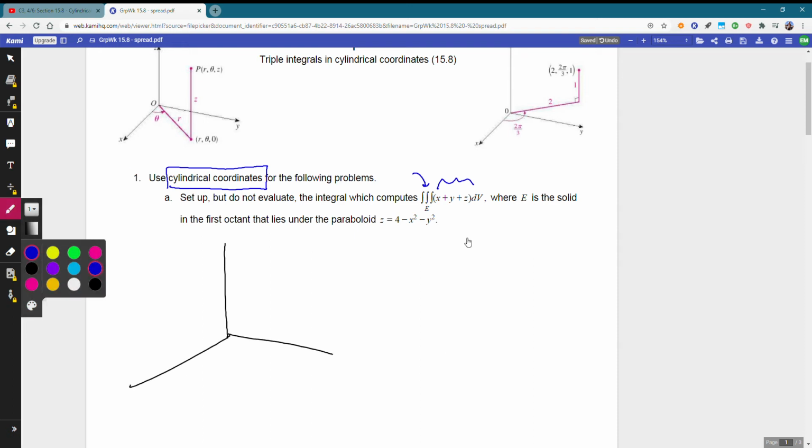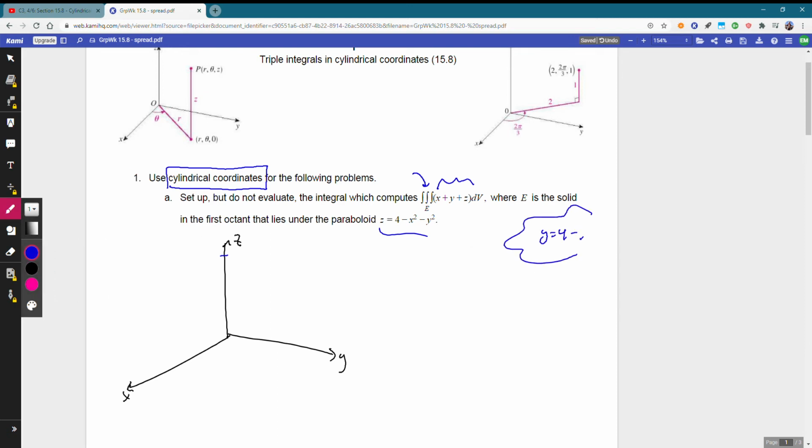All right, so our paraboloid is going to start up at 4 on the z-axis and is going to open down. As an analogy, if this was y equals 4 minus x squared, then this would start at y equals 4 and move down on either side. Here we have a higher dimensional version of that. So our paraboloid is going to be coming down all over, and we want the part of this that's in the first octant.